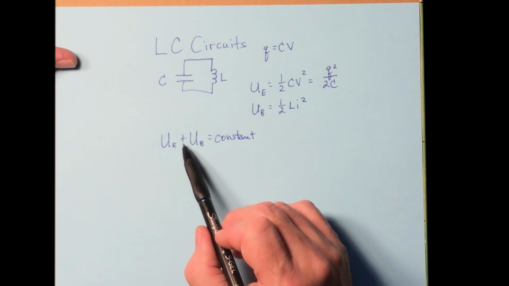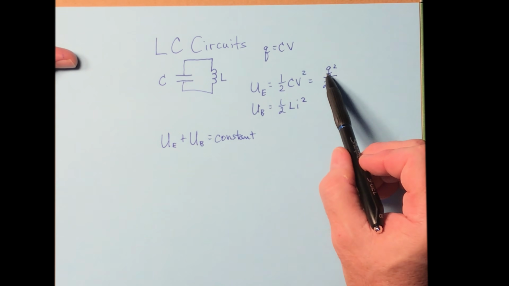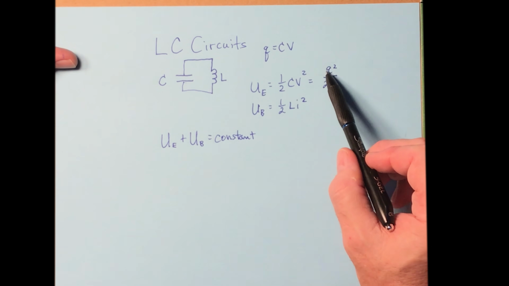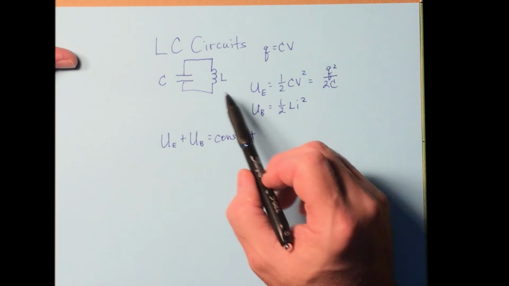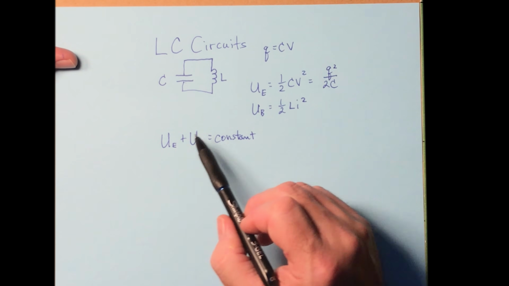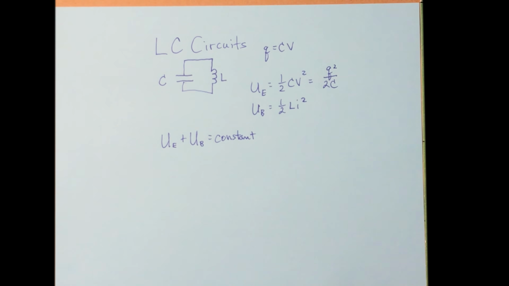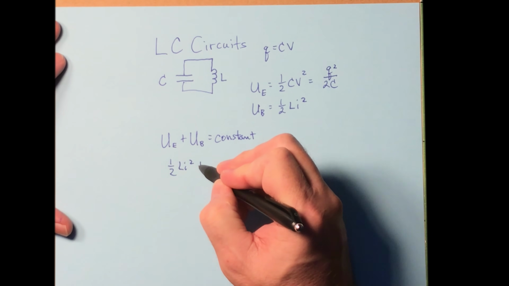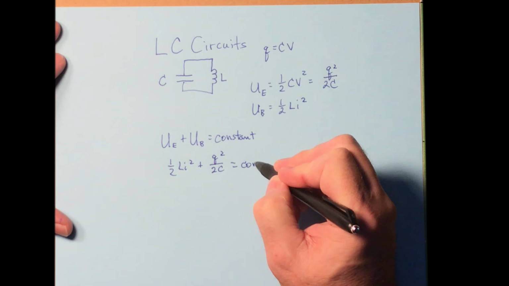So these two things are going to change with time. It's not that U sub E is constant, because Q changes. Q, the charge across the capacitor, is going to change. So Q is a function of time. I is the current, and the current is a function of time as well. It's not that U sub E is constant or that U sub B is constant, it's that the total is constant for a perfect circuit. 1/2 L I squared plus Q squared over 2C has to equal a constant value.